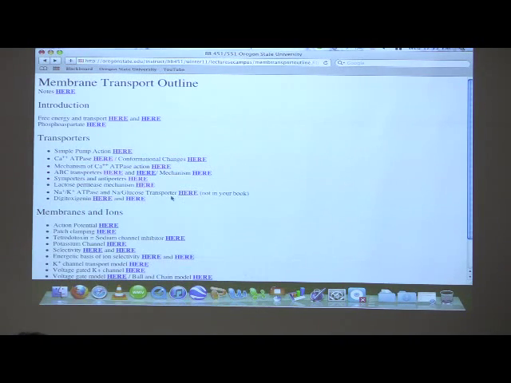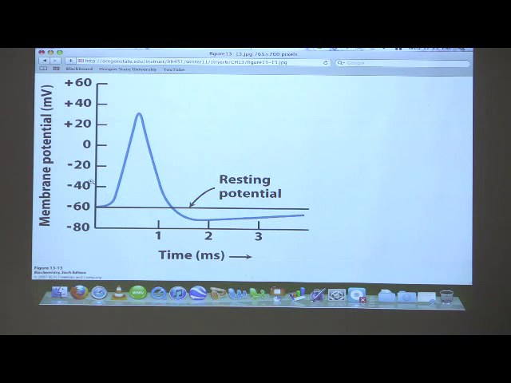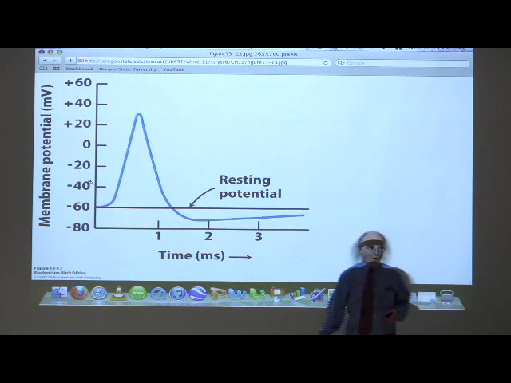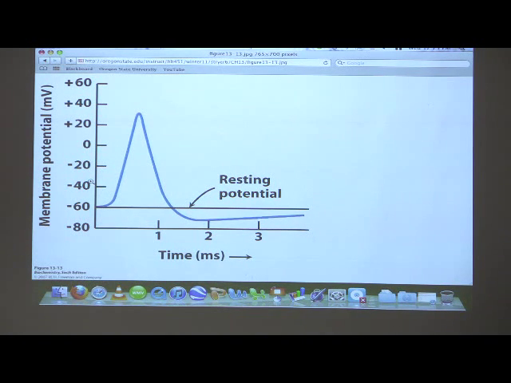Let's see. So I think that's what I want to say there. Let's turn our attention now and talk about neurotransmission. Neurotransmission is an important consideration, and it does relate to ionic charges across a membrane. Ionic charges across the membrane are critical for transmitting a nerve signal.